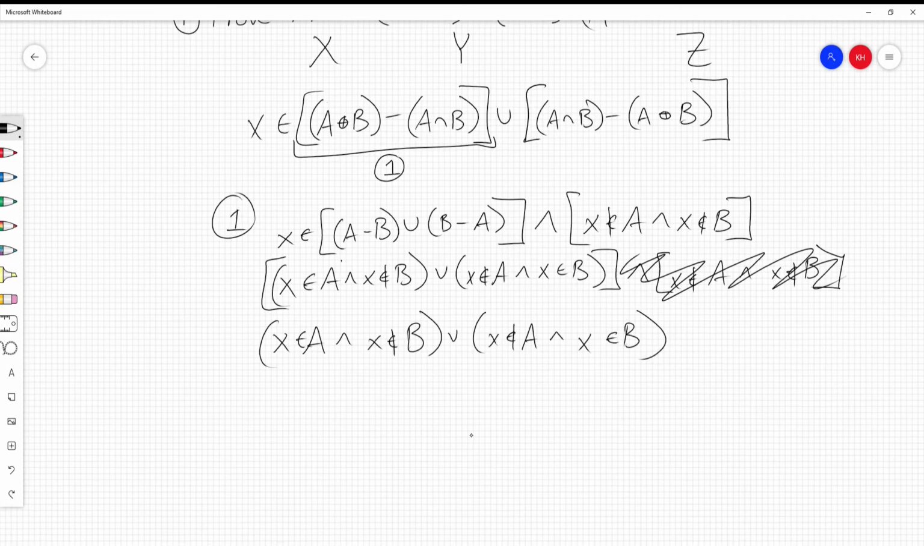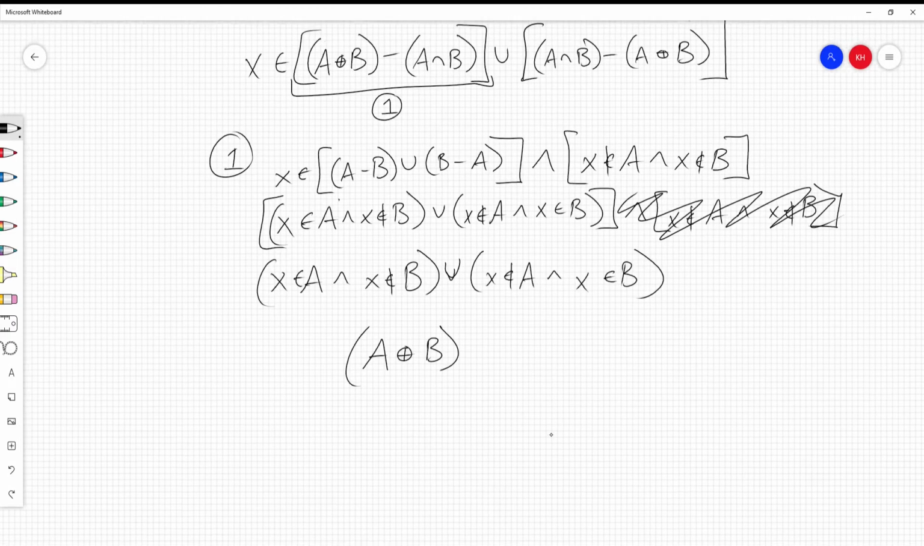Going forth, this one just simplifies immediately down to a symmetric difference of B, right? Because the or statement here generally just means a union. We have both the first statements of that and that, so I think we broke it down just to show what it was, but one is just equivalent to a symmetric difference of B.